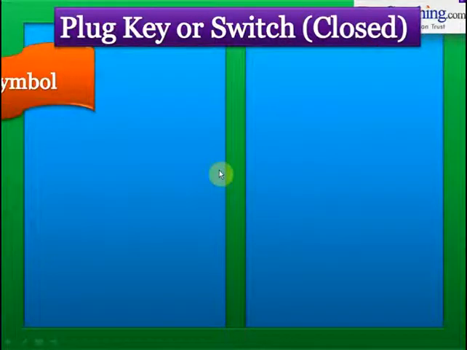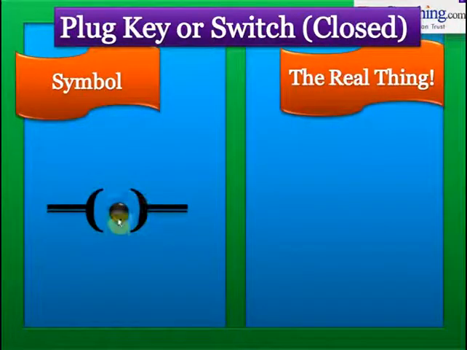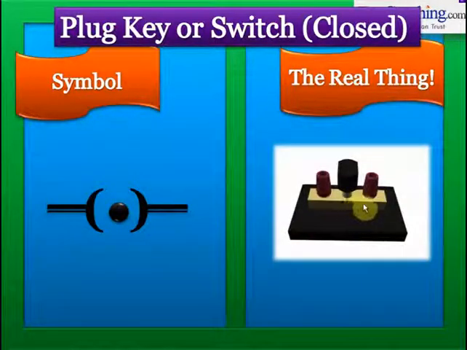On the other hand, this symbol here, this one, represents a closed switch. As you can see, this dot between the brackets tells us that the switch is closed or the key has been plugged. You can see here that a key has been inserted into the switch, isn't it? The insertion of this key tells us that electric current is flowing in the circuit.